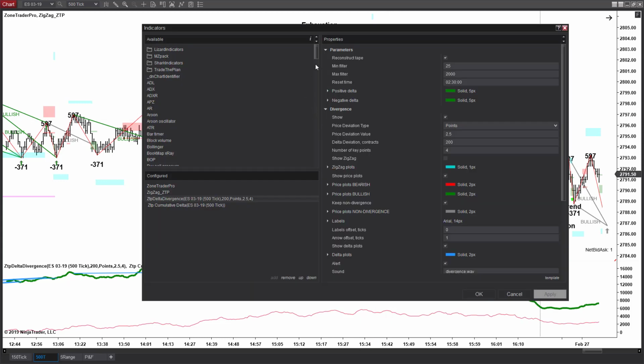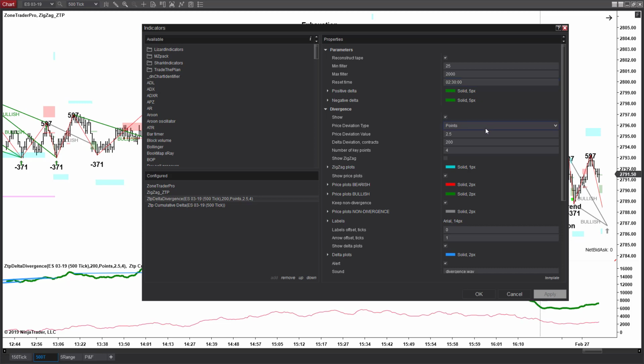The setup for the indicator is pretty simple. We choose the reconstruct tape option, and then we choose the minimum and max filter. In this case, I'm choosing 25 for the minimum and 2000 for the maximum. And then, very important, we want to set the reset time to sometime very early in the morning. It came defaulted at 9:30, and that's not a very good time, because then we would not be able to see divergences at the beginning of the day. So I changed that to something like 2:30, and that will give us our divergences that we'll be looking at the start of the day.